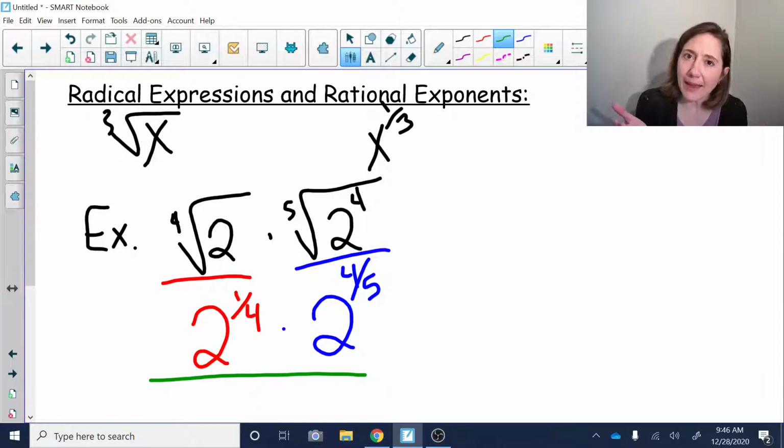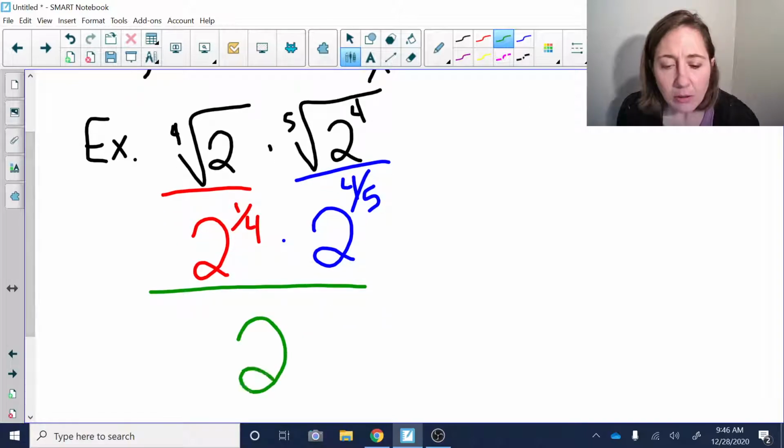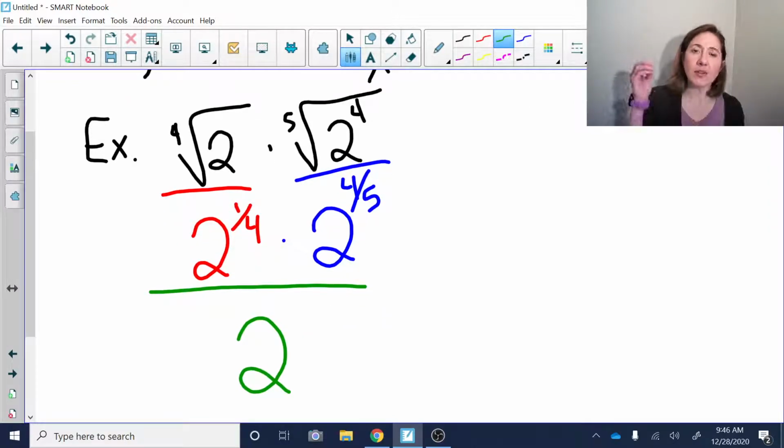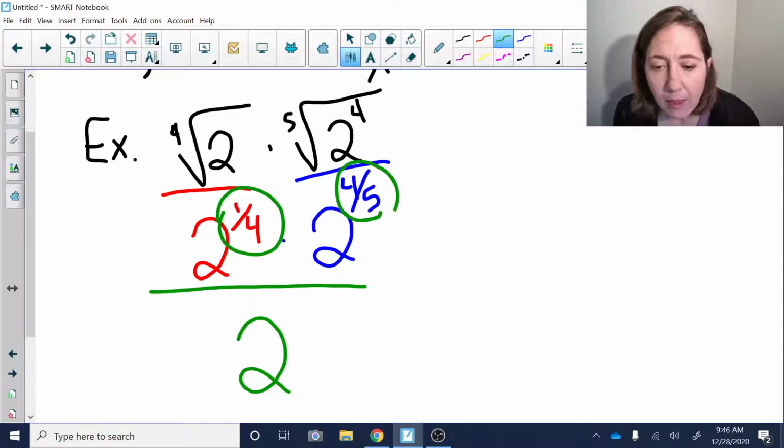What do I do in that case with those exponents? Well, we're going to keep that same base, so it's going to be 2 to the something. What do we do with those exponents? Well, we add them. So we're going to need to add the 1/4 and the 4/5. I'll go ahead and do that off to the side here.